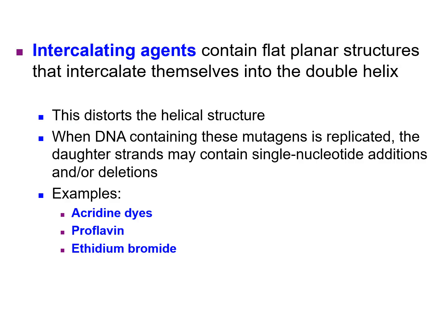The other type is the mutation caused by intercalating agents. These intercalating agents contain a flat planar structure that intercalates, or comes in between, so they insert themselves into the double helix. This will distort the helical structure. So when DNA containing this mutation is replicated, the daughter strand may contain single nucleotide additions and/or deletions. Examples of intercalating agents are the acridine dyes, proflavin, and ethidium bromide.